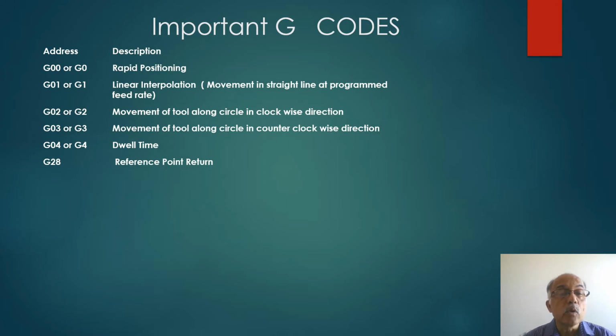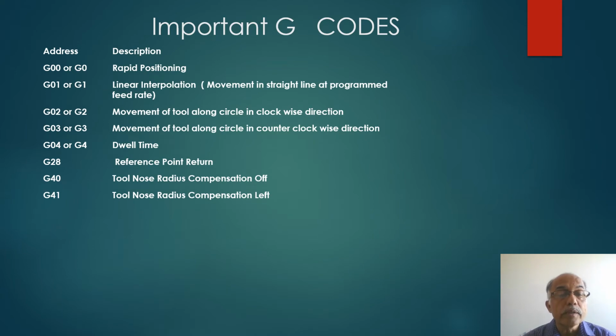G28 is the code for reference point return. At the end of program or at the start of program, we send the tool to the reference point. This is the point where indexing can be done safely. G40 is tool nose radius compensation deactive.